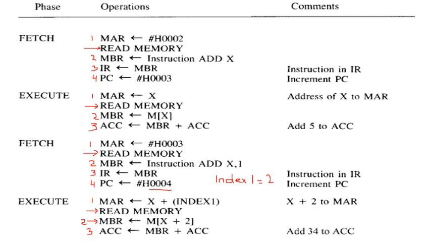Now the data of memory address x is transferred to MBR. So this data will now be added with the accumulator. So in step number 3 of the instruction execution process, MBR will be added with the accumulator and the data will be stored to the accumulator again.